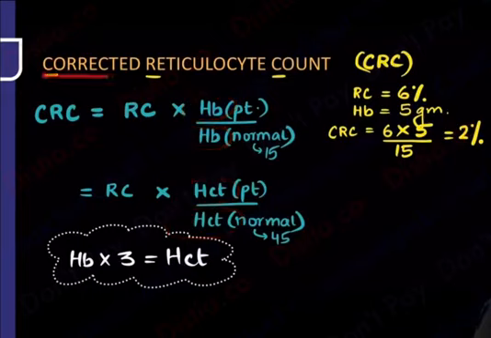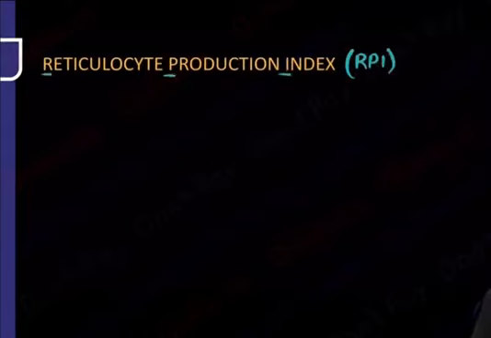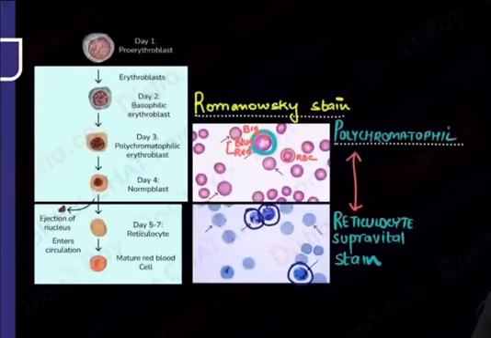That is CRC, but the story doesn't end here. After calculating the CRC, you next calculate RPI. What is RPI? Reticulocyte production index. What am I trying to find out? Itne time se this round story that I'm telling you, I am basically trying to find out, is my bone marrow doing work or not?